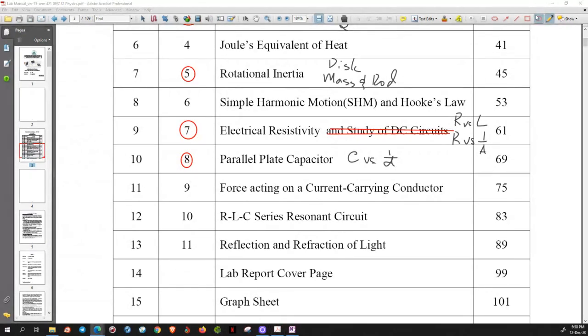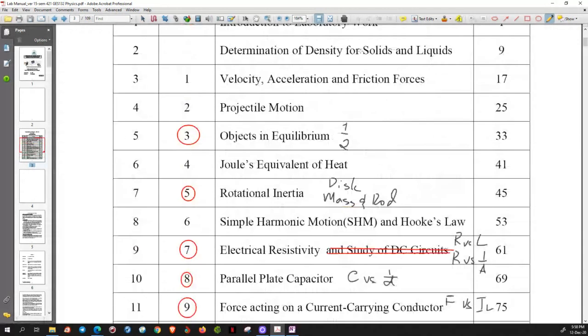What else? Force. Finally, this one. We will do force acting on a current carrying conductor. So we will also do this one. Here, we will do only table 1. So table 1 in your manual will be the magnetic force versus the current in the loop. We call it IL. Okay? So let's start with objects in equilibrium.